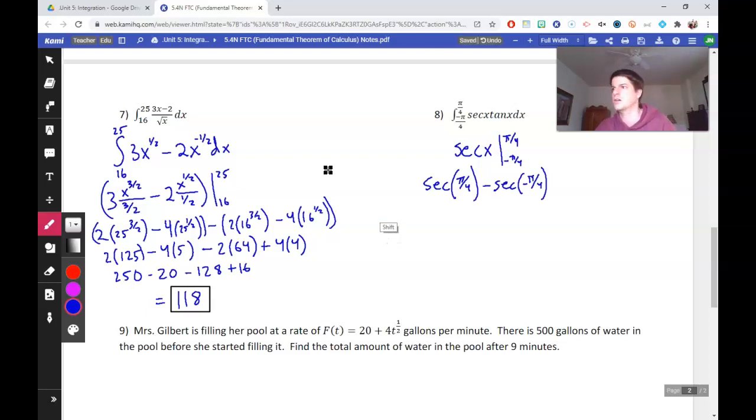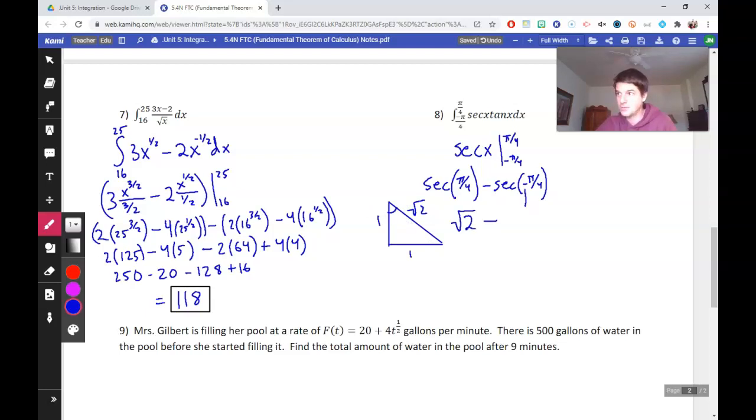And yeah, let's draw our triangle. It is pi over 4, so it's a 45, 45, 90 triangle. So that's 1, 1, and root 2. Secant is the reciprocal of cosine, right? So if I grab an angle here, that's pi over 4. Cosine is adjacent over hypotenuse. This is going to be hypotenuse over adjacent. In other words, just square root of 2.